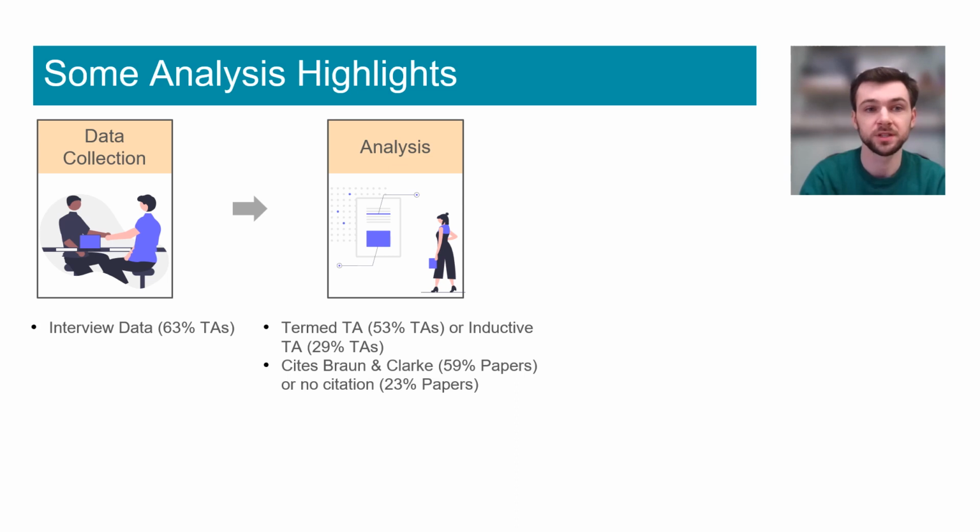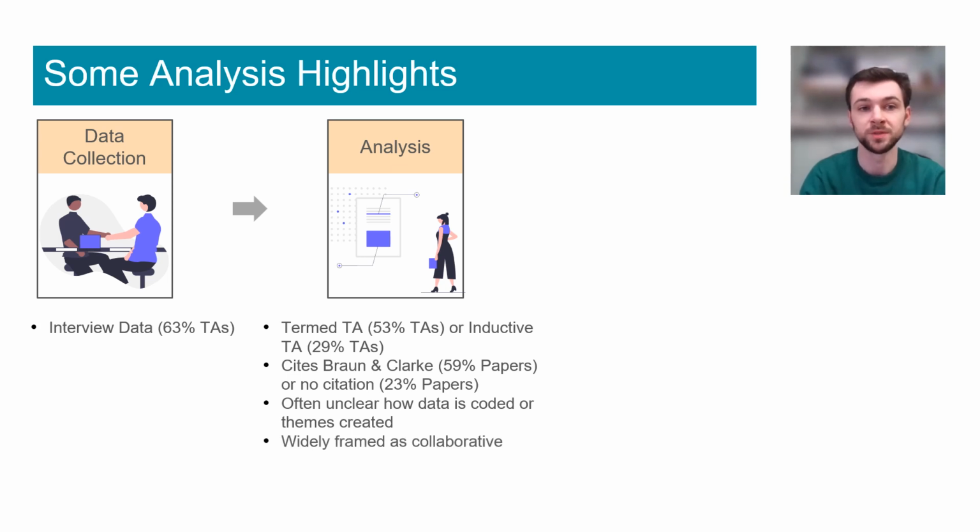Many papers cited a publication by Braun and Clarke. Most of these citations were to the seminal 2006 paper. 23% of papers did not cite a source in relation to TA. There are a small number of citations to text on other TA approaches. It was often unclear to us how the data was coded and themes created.